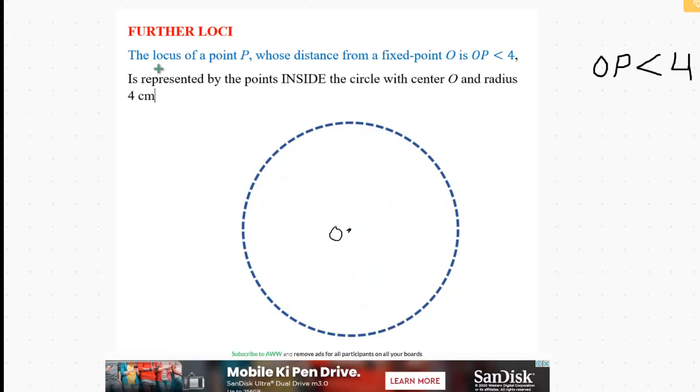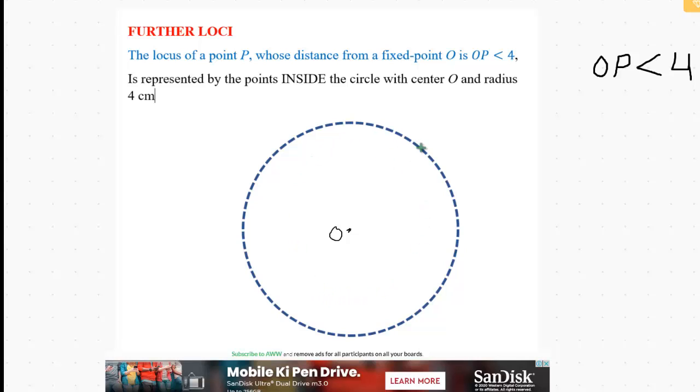In this part, the locus of a point P whose distance from a fixed point O is OP less than 4. So here P is the moving point, O is the fixed point, and P moves in such a way that its distance from the fixed point O is always less than 4. And we know that the locus of a point at a fixed distance from one fixed point is a circle, and this is a circle whose distance from this fixed point is 4. But the point P is moving in such a way that its distance from this fixed point remains less than 4. Less than 4 means the point is moving in the region inside the circle.